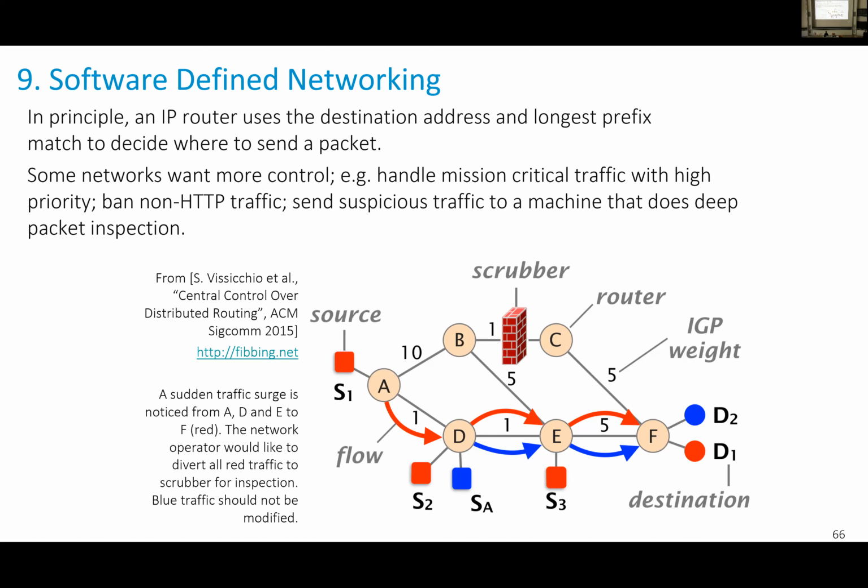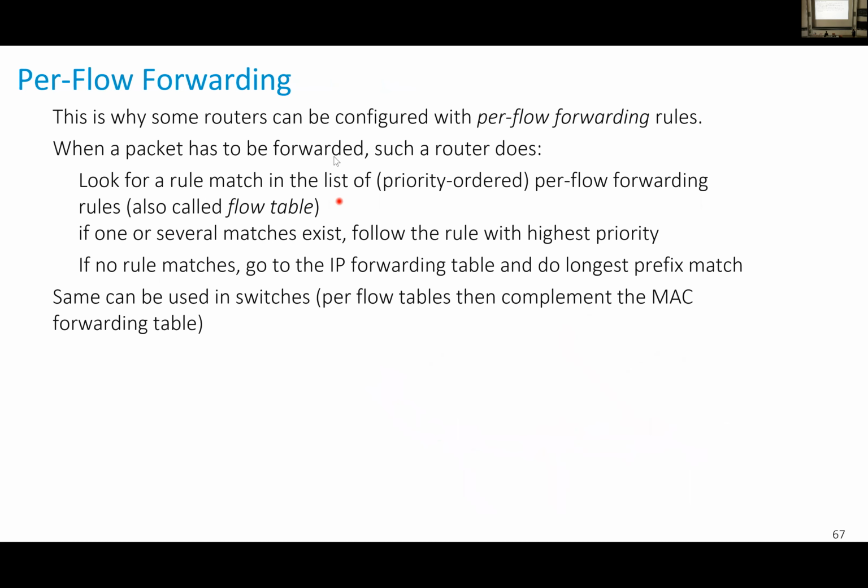Or if there is an established denial of service attack, if you're really being attacked, you may remove some of the traffic entirely by sending it to dev nodes somewhere. How is this done? Well, this is done by adding to routers what are called per-flow forwarding rules.